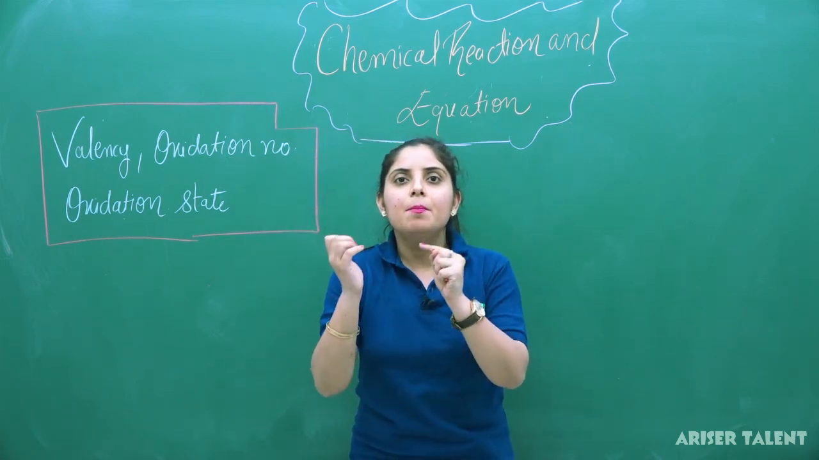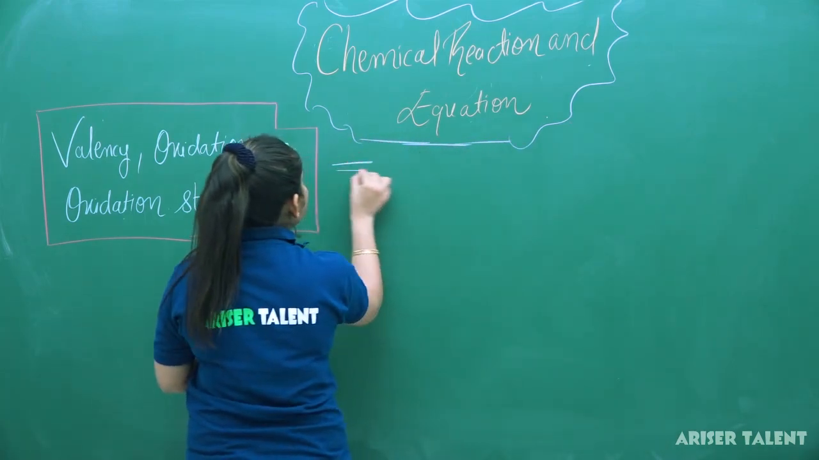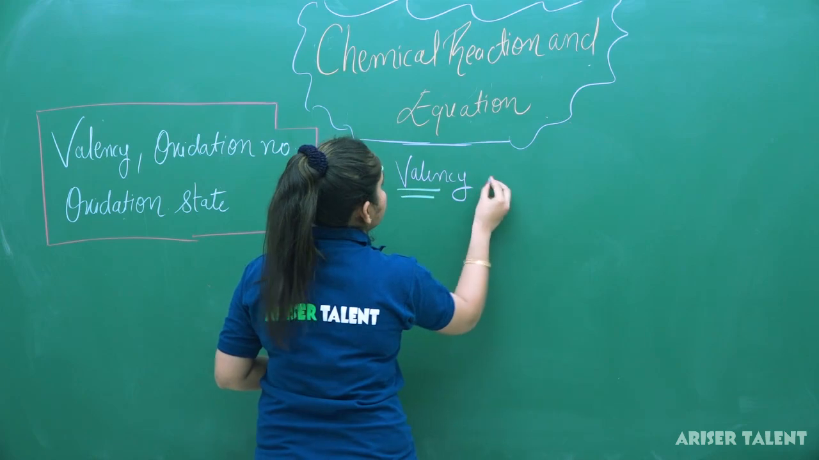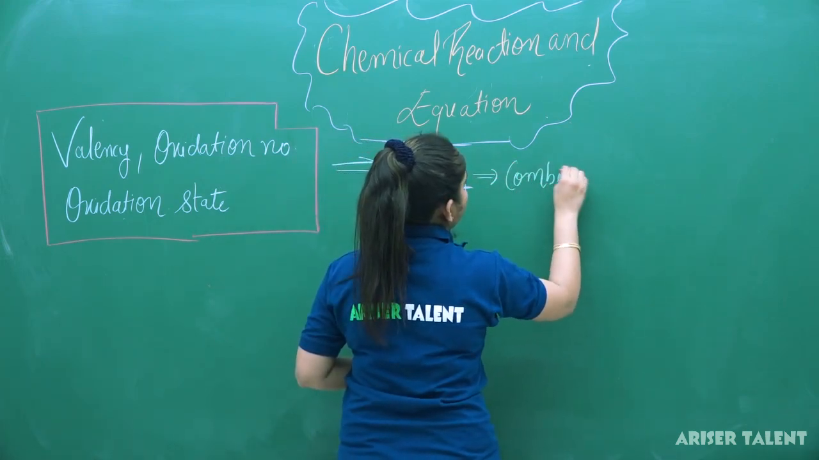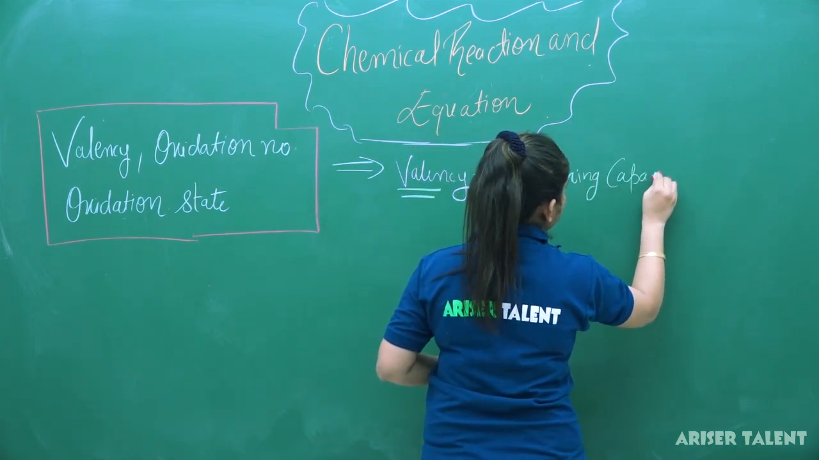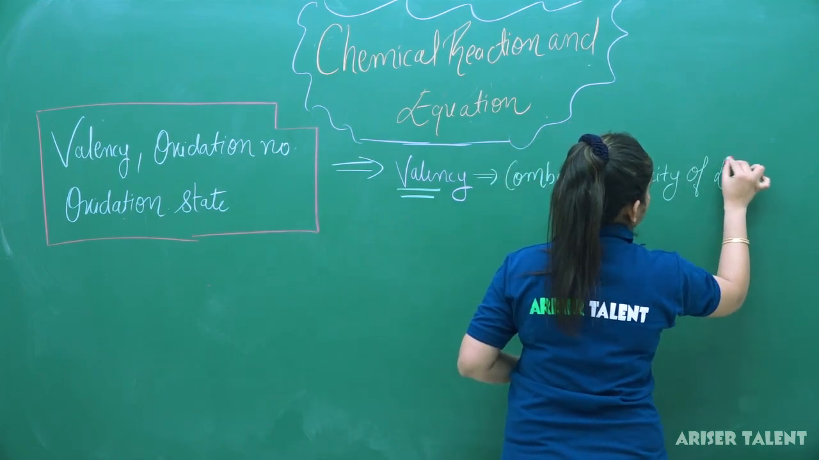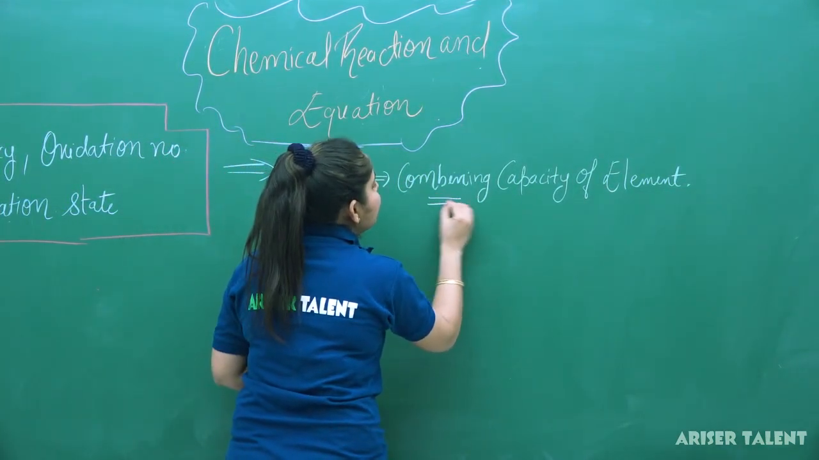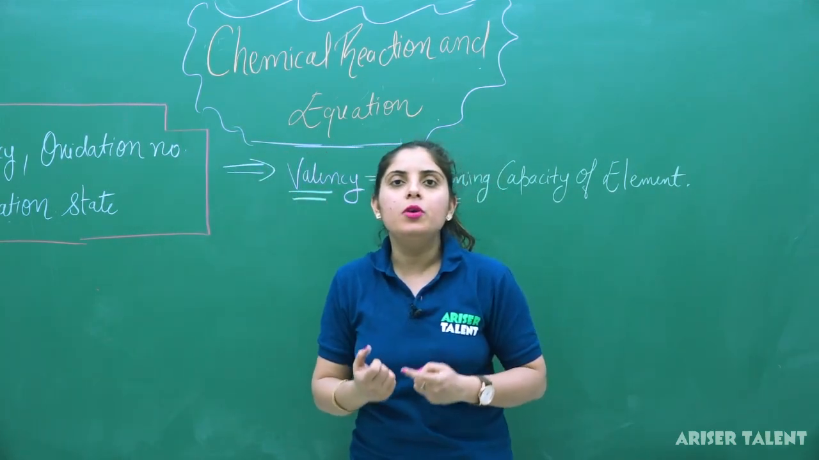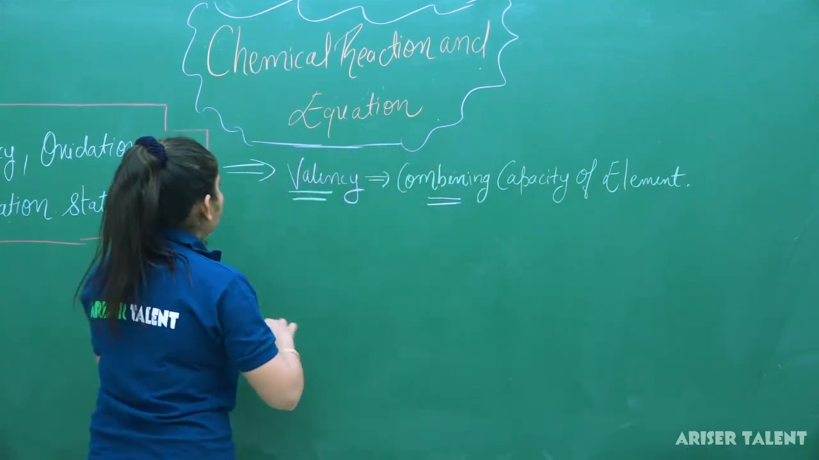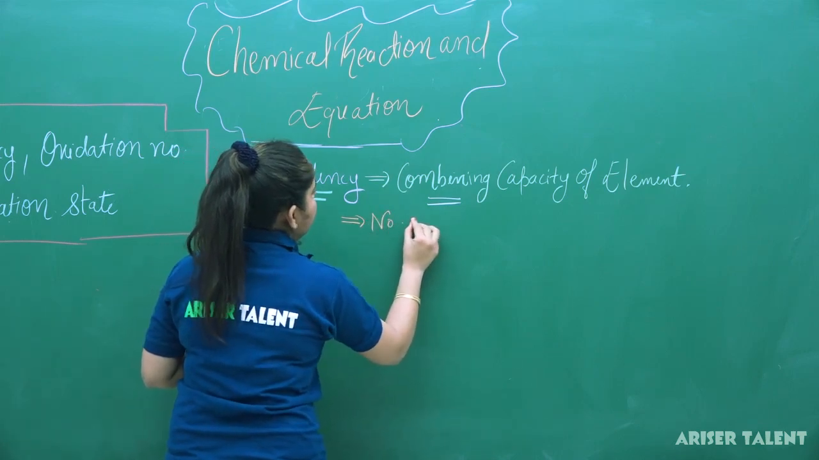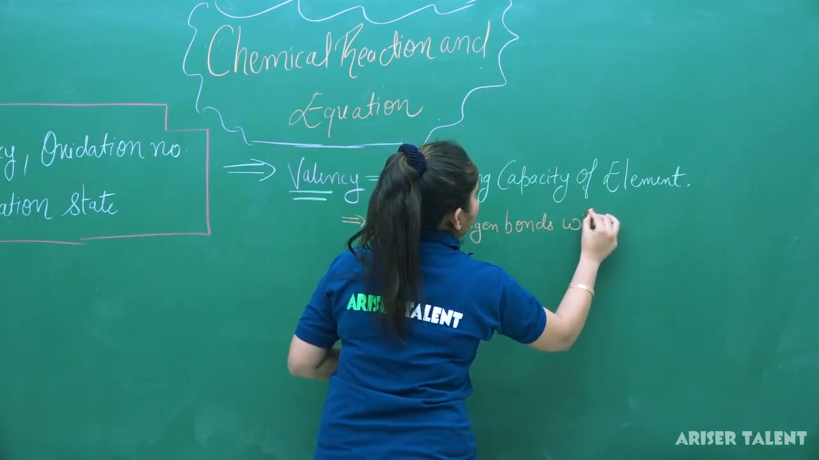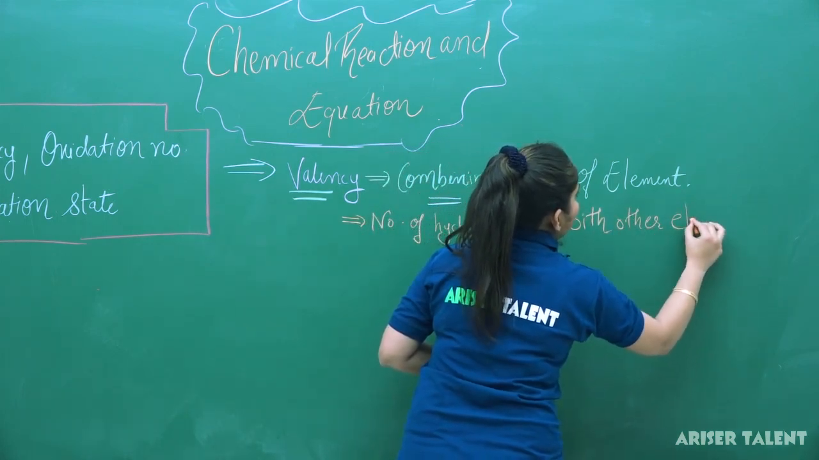Valency of an element means combining capacity of an element. So what basically is valency? Valency basically means the combining capacity of an element. How many atoms are combined with any element, it will tell us about the combining capacity. Valency also tells us about the number of hydrogen bonds with other elements.